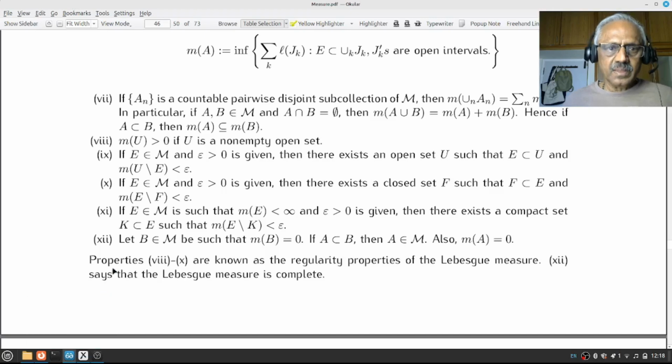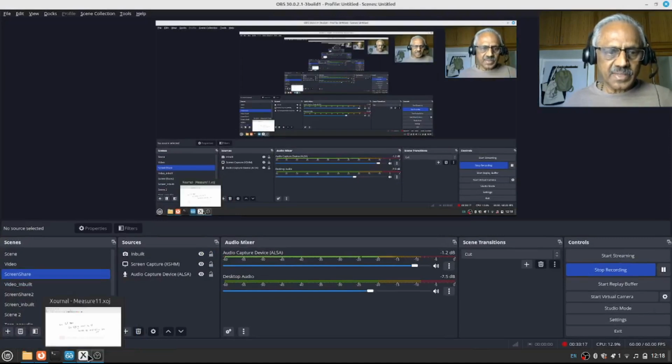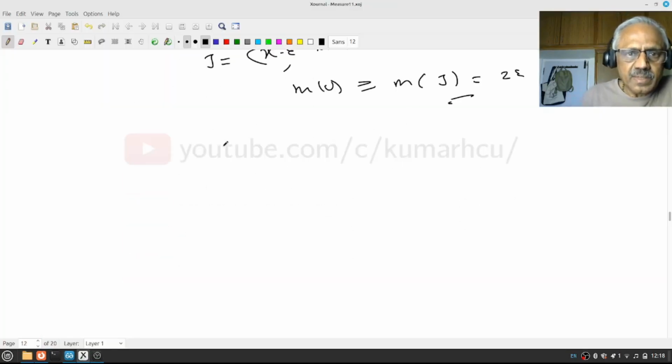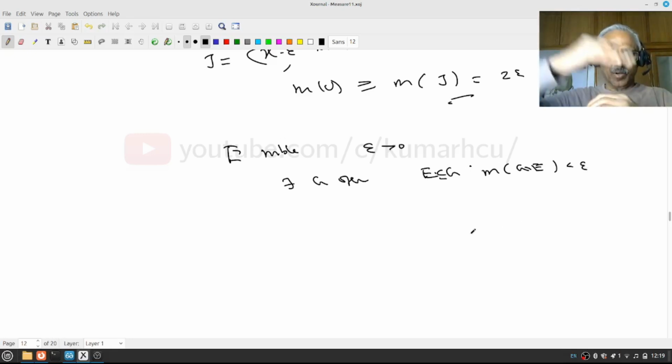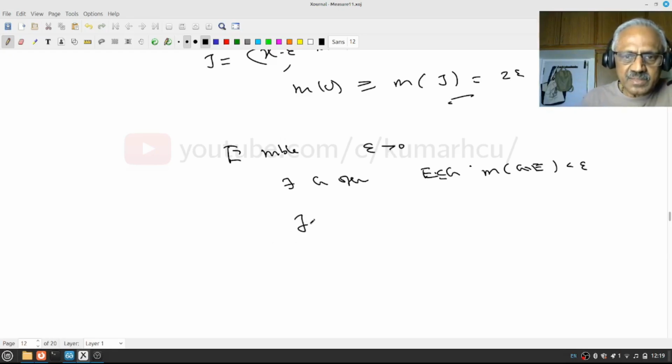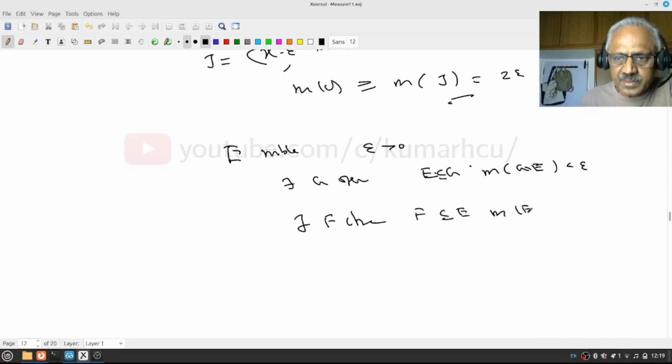The next thing is what we looked at, regularity. What did regularity say? Regularity said that if E is any measurable set and epsilon is given, there is an open set G so that E is contained in G and the measure of G minus E is less than epsilon. That means I can approximate E from above by means of an open set. Similarly, there is a closed set F contained in E such that the measure of E minus F is less than epsilon. That means I can approximate E from inside by means of a closed set.